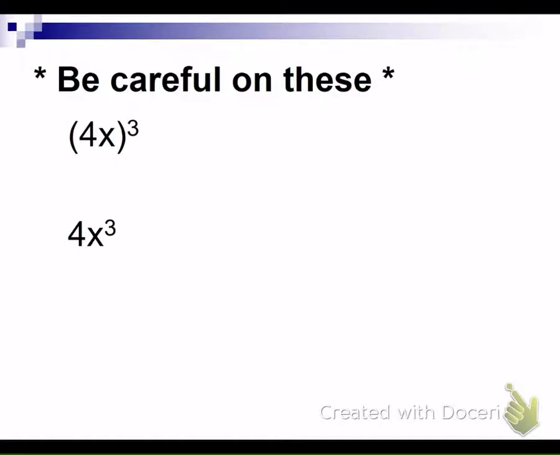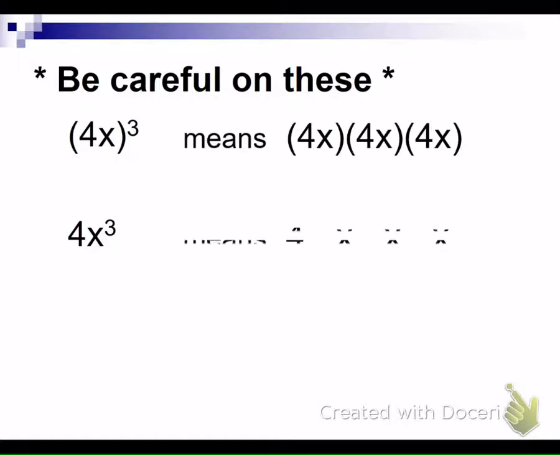Does anyone feel like they already know what I'm about to say? Tell me. Okay, so 4x to the third is both the 4 and the x, but on the bottom it's just the x. Very good. So here the 4 is also being taken to the third power. It's 4x times 4x times 4x. Down here it's just 4 times x times x times x. See the difference?